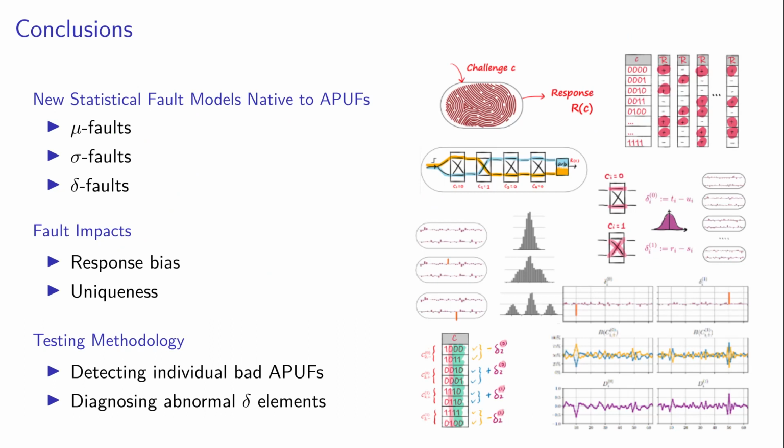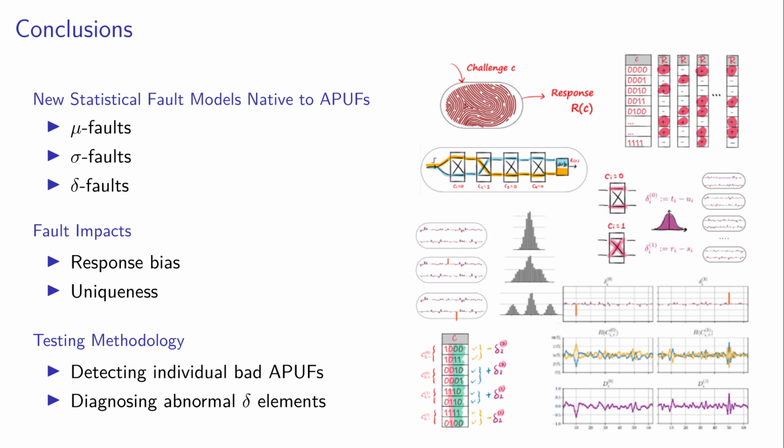To conclude, we have presented new statistical fault models which are native to Arbiter-PUFs. In batch APUF production, there are mu faults and sigma faults resulting from either the design mask or the manufacturing process variation deviating from APUF standards. For individual APUFs, there is the more generic delta fault in which a delta's value exceeds a threshold due to mu or sigma faults in batch production.